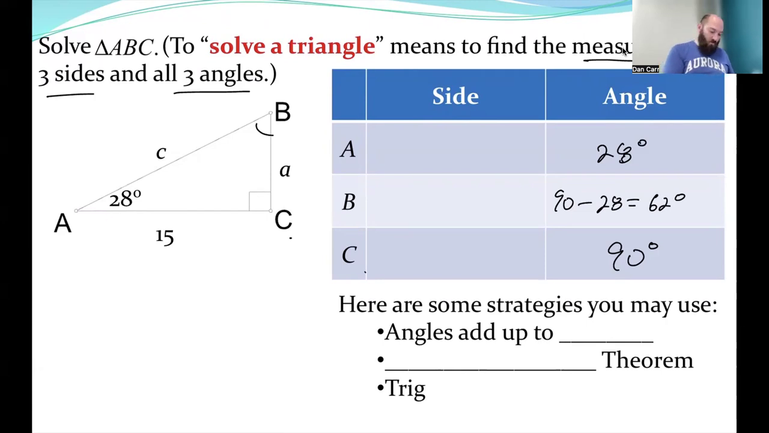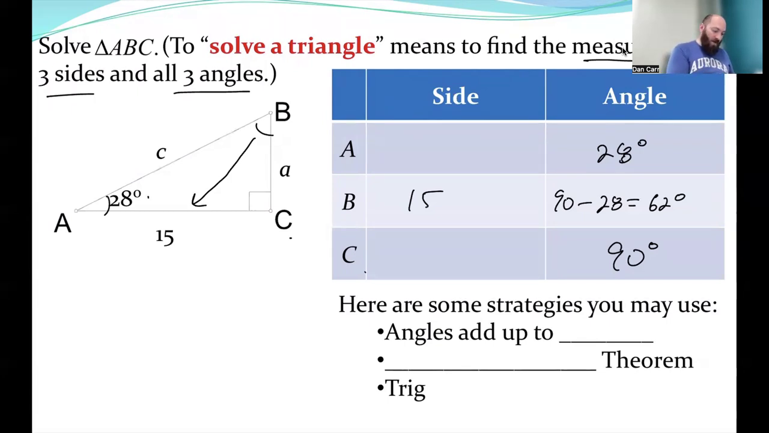For side lengths, side B is going to be the one that's opposite that angle B. So that's given to us as 15. But now we need to find both A and C. So we're going to do our trigonometry here. It doesn't really matter which one I do, but I'm going to stick with the 28 that I started with.